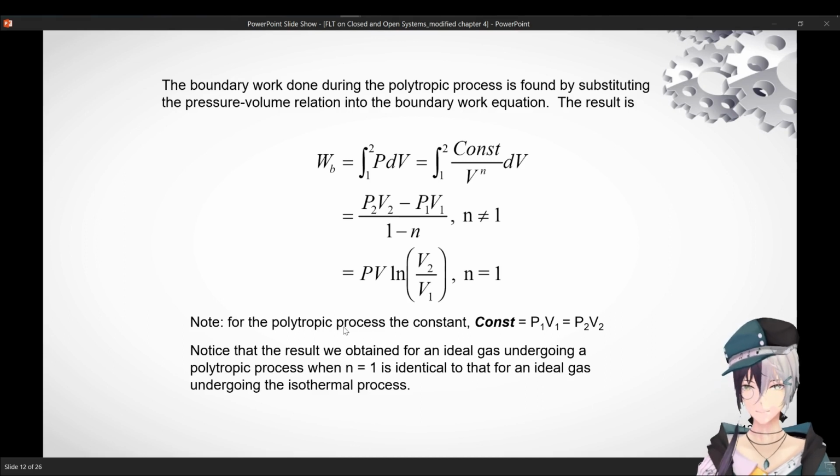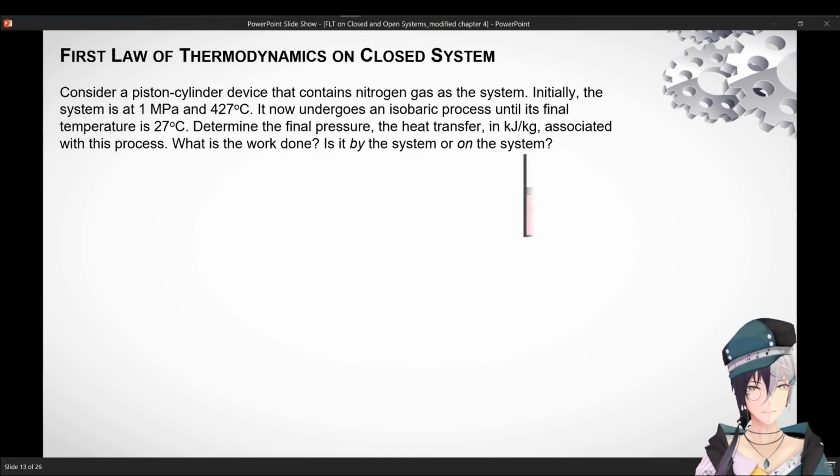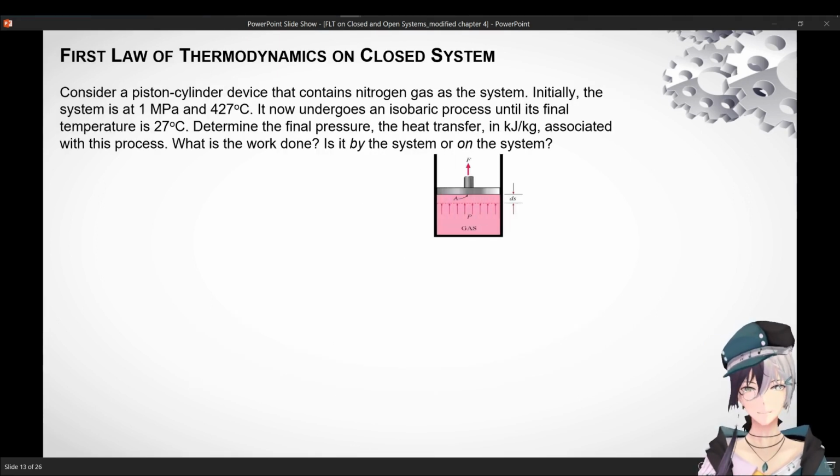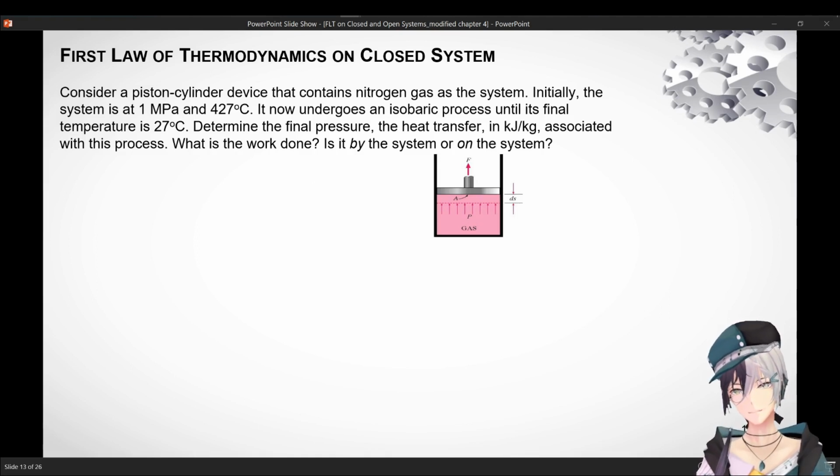So for a polytropic process, P1 V1 is constant, and that is also equivalent to P2 V2. Okay. All right. So let's have a sample problem here.